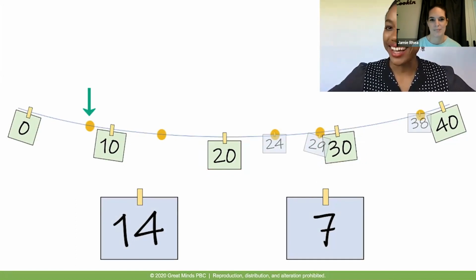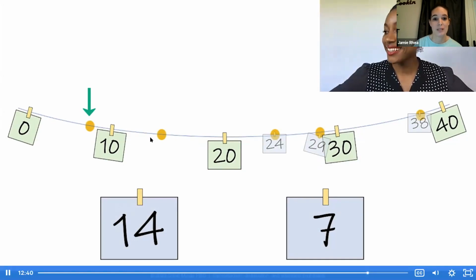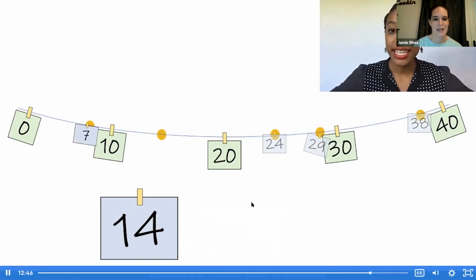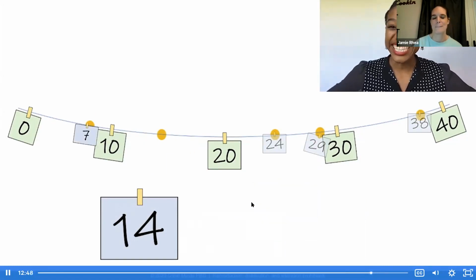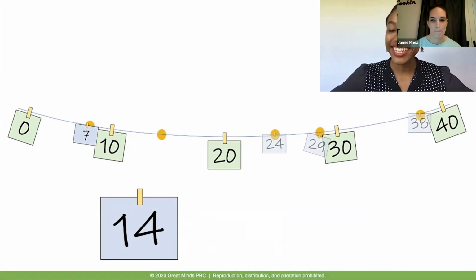What about this dot? Which number goes there? It would have to be greater than 0, but less than 10. Which one is greater than 0, but less than 10? 7 is the only number left that's less than 10. Great, let's put that right there.